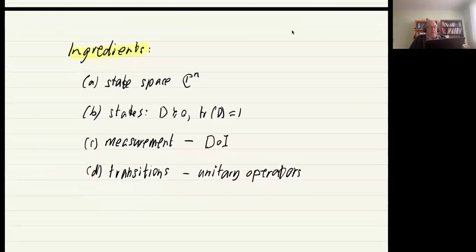So what are the ingredients of a quantum walk? The first thing is a state space, and for our purposes, when I'm talking about continuous walks, it's going to be an n-dimensional complex space. The states themselves, I'm going to by and large view as density matrices with trace one.